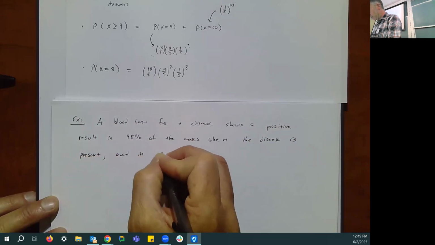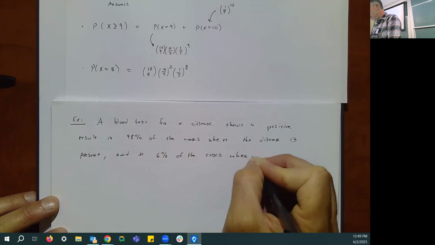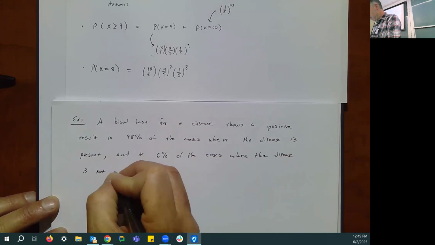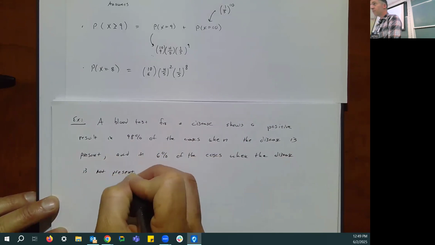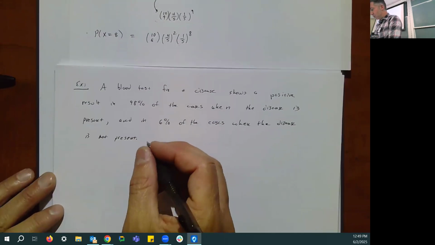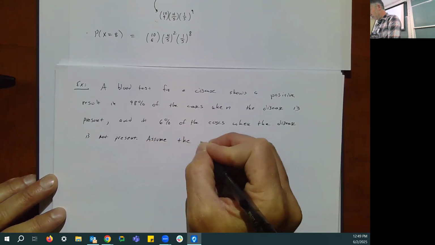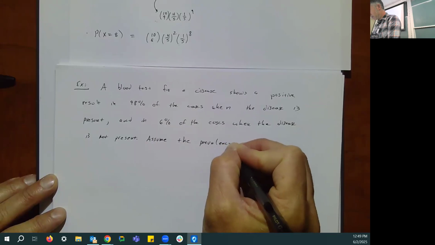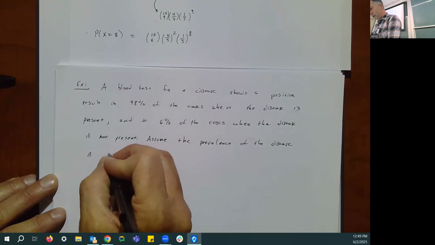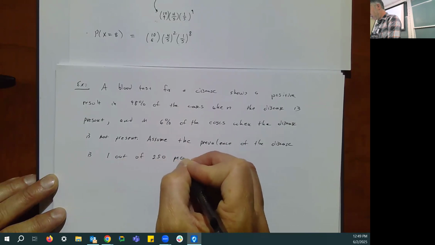And in 6% of the cases when the disease is not present. Called a false positive. Right, you're getting a positive result and you don't have the disease, it's a false positive. And then we're going to assume the prevalence of the disease is 1 out of 250 people. Or if you prefer, 0.4%.